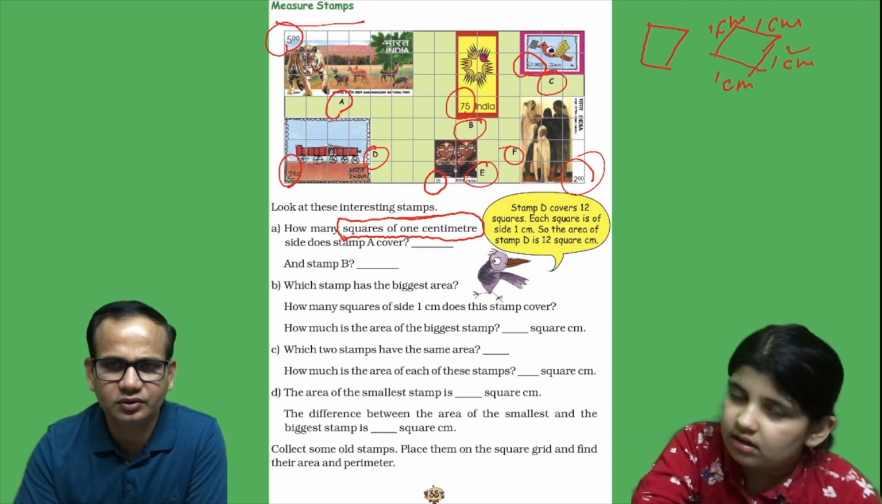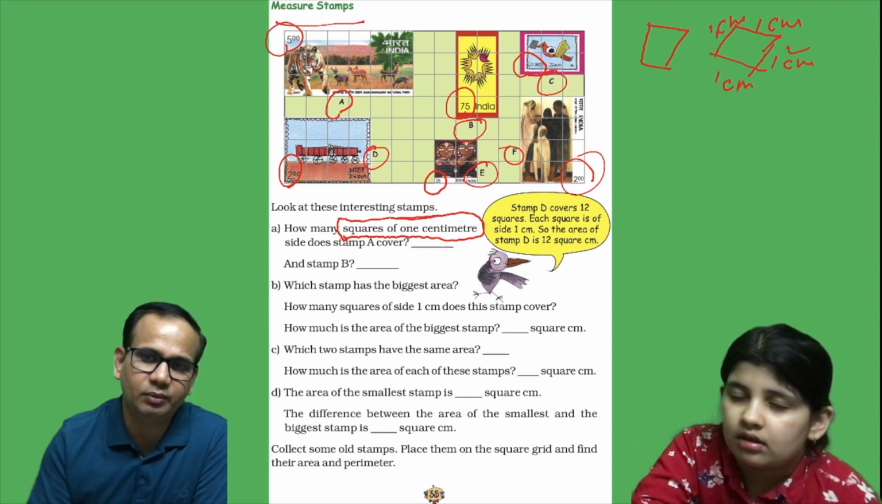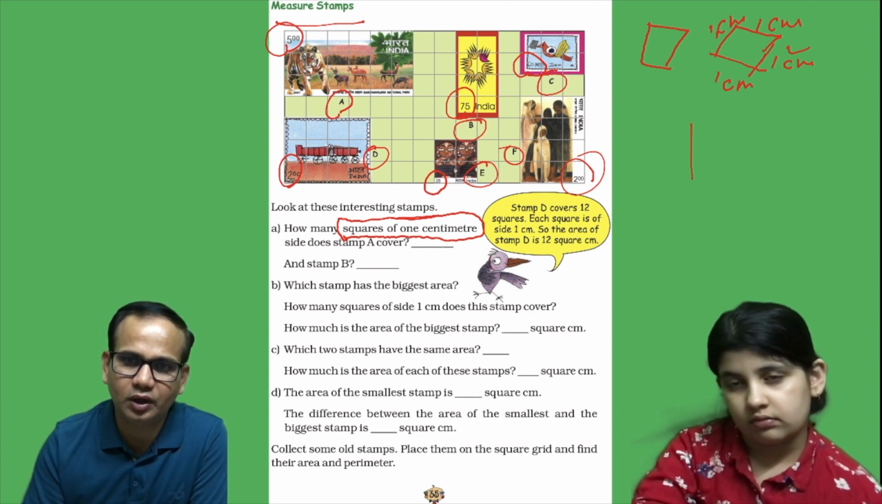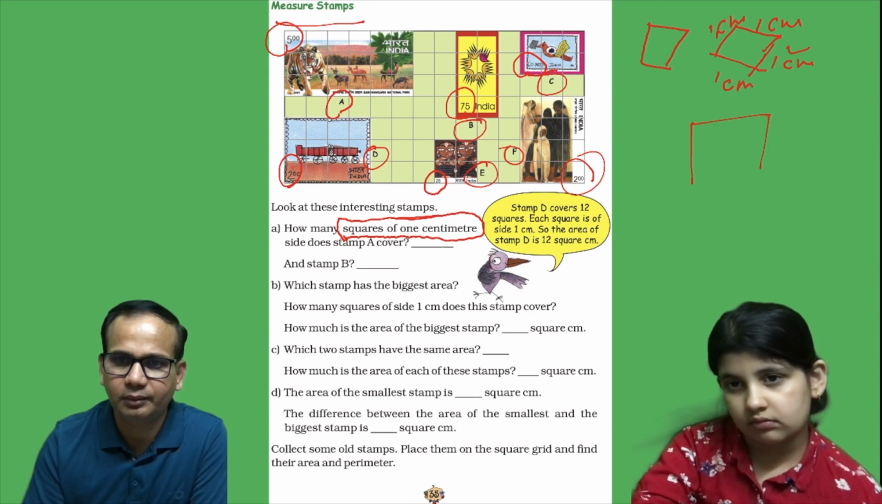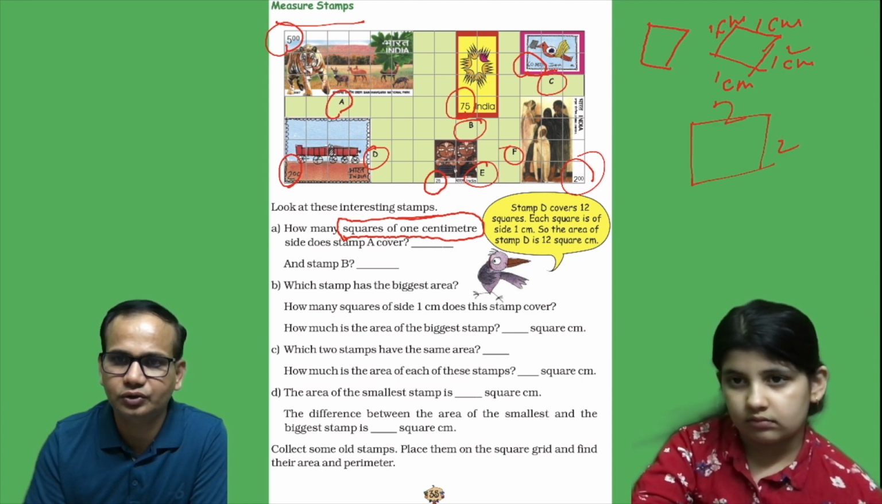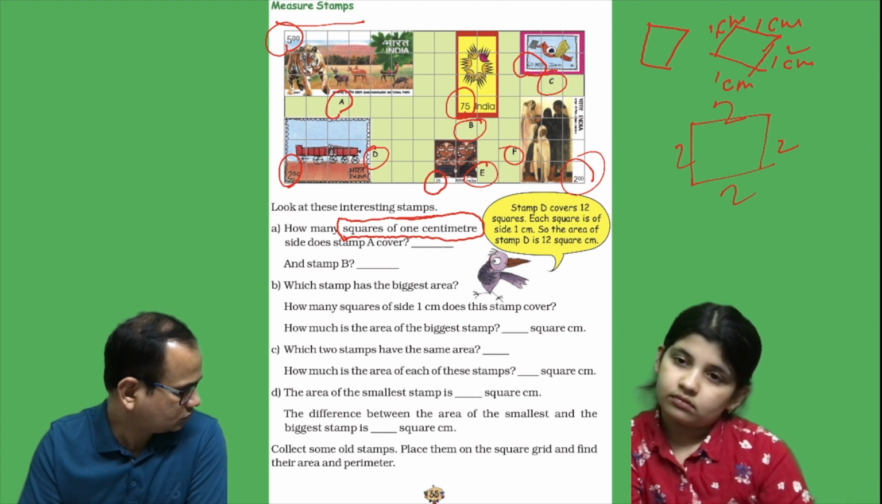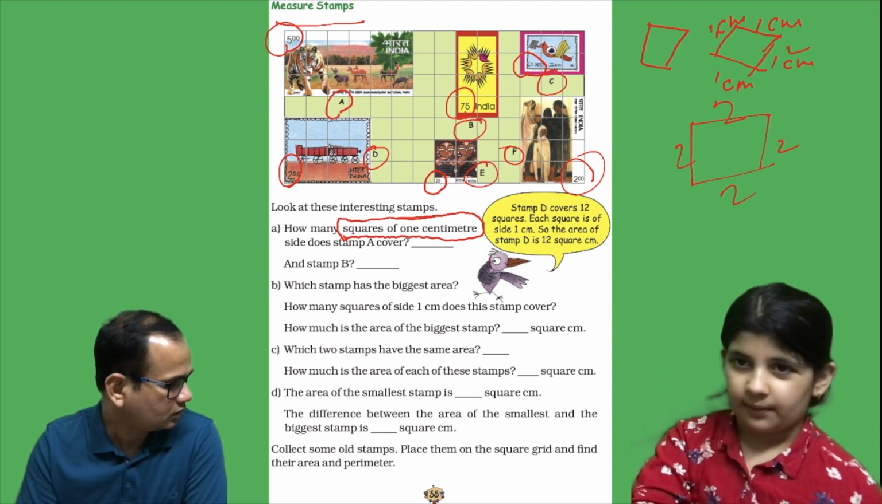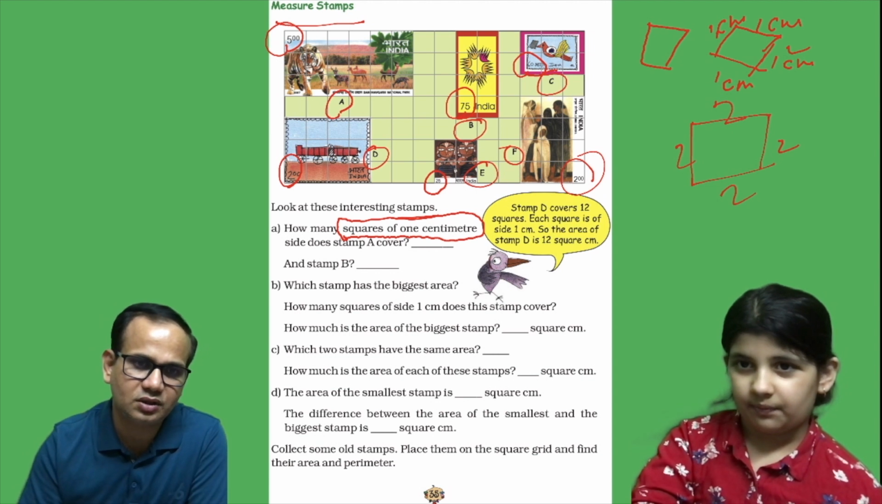No, the other name of square is not 1 centimeter. See, a square can be of different sizes. One size is 1 centimeter. I can make a square of 2 centimeter. Here also 2, here also 2, here also 2, here also 2. So it can be different sizes. So what is the question about? A square of 1 centimeter.